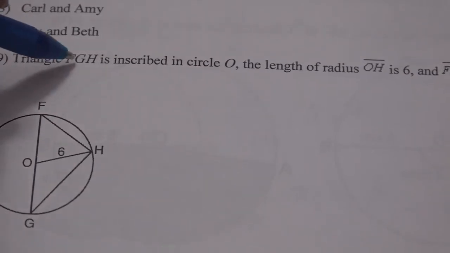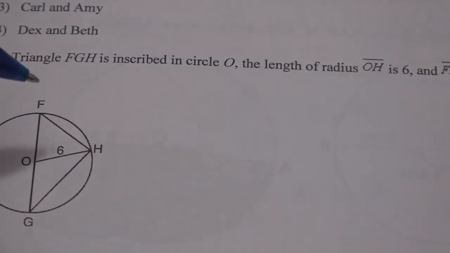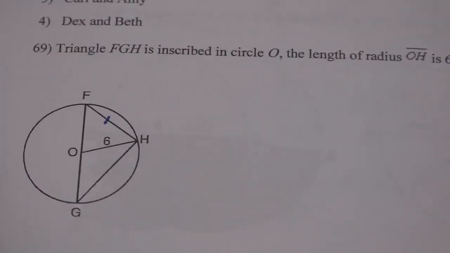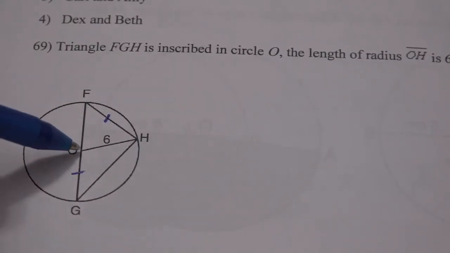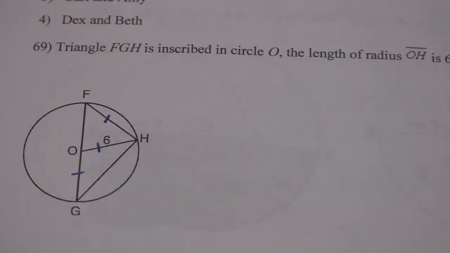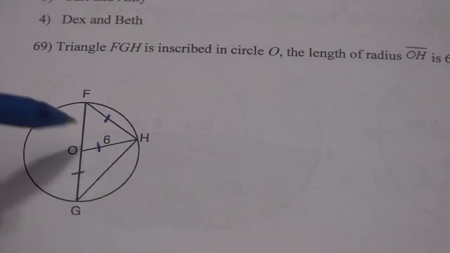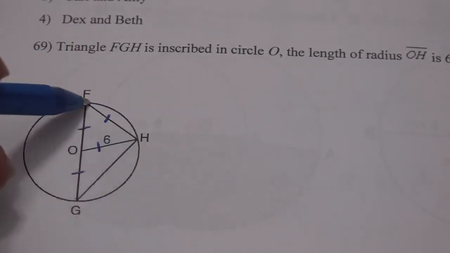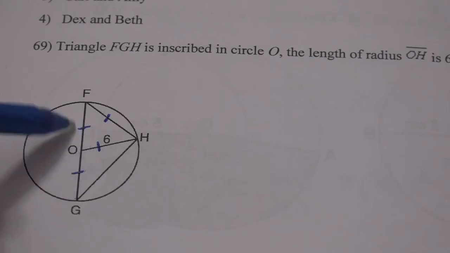Triangle FGH is inscribed in circle. Oh, yes, okay. The length of radius OH is 6. FH, this one right here, is congruent to OG. Okay. And if I'm certain of this, this is also a radius. Look, if this is a radius and it's congruent to this one, right? And this is also a radius, and this is also the same length as the radius. I'm not saying this is a radius. I'm just saying that it's the same length. That's what they said. So 6, 6, 6, this is an equilateral triangle.